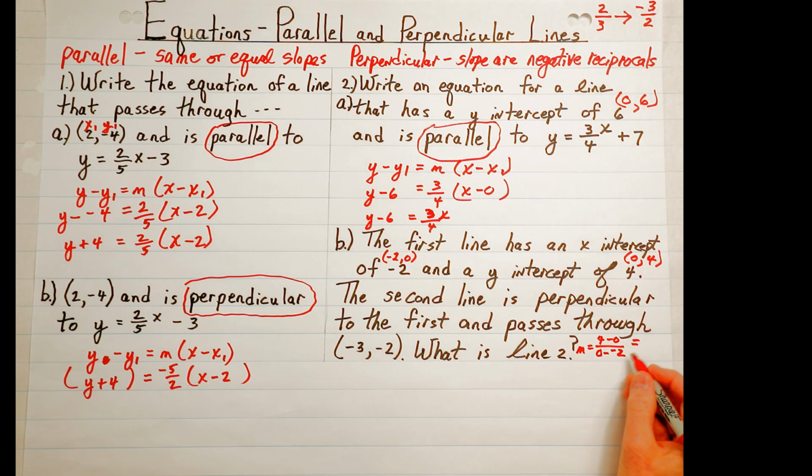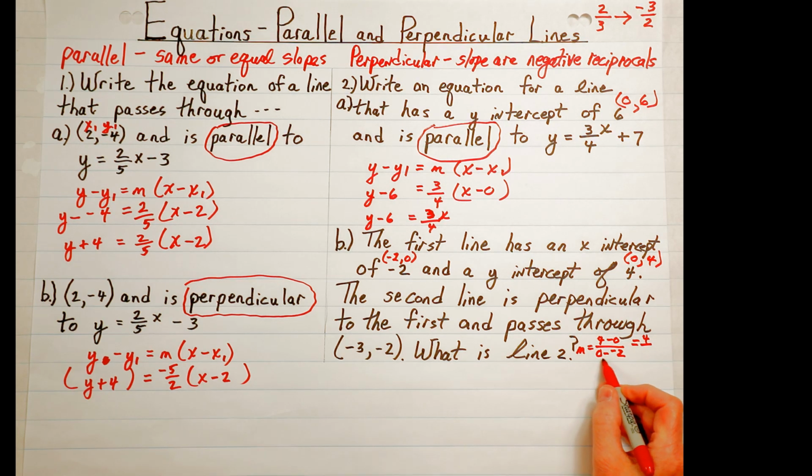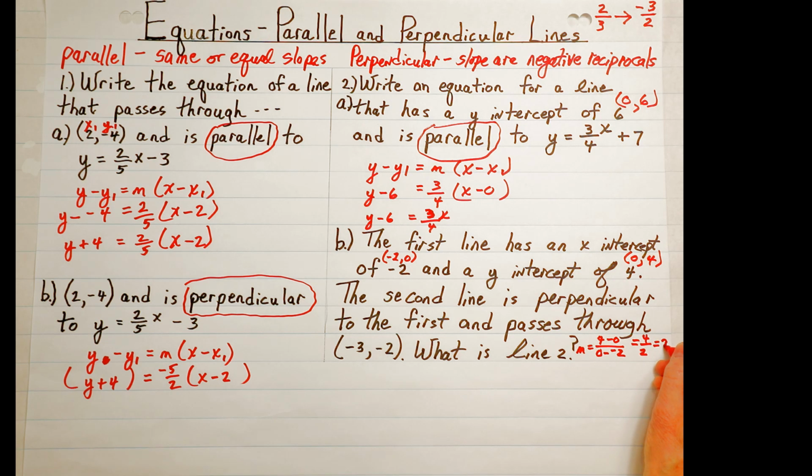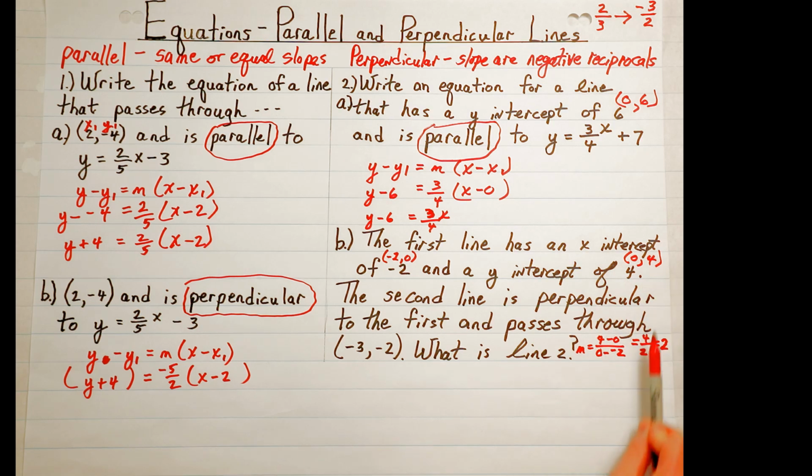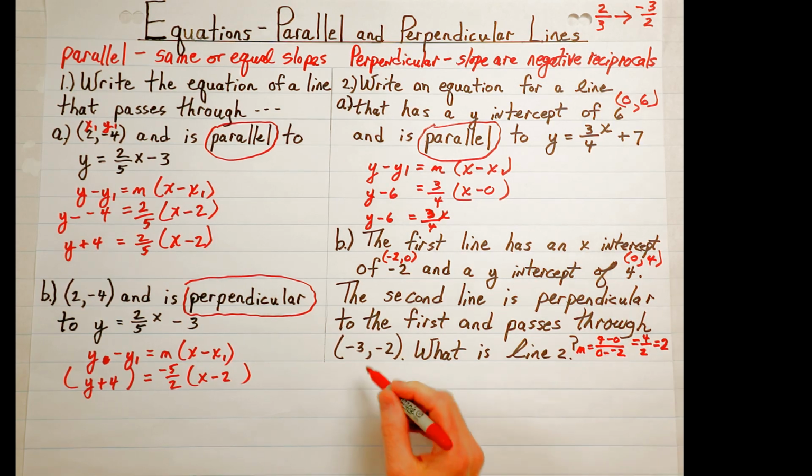And 0 subtract negative 2 is just going to be 2, because that'll be a 0 plus 2, and then when you divide, we get a nice even number. 2 is the slope. So when you're not given an equation with the slope in it, you're going to have to get the slope some other way. And this is how we do it in this particular problem.